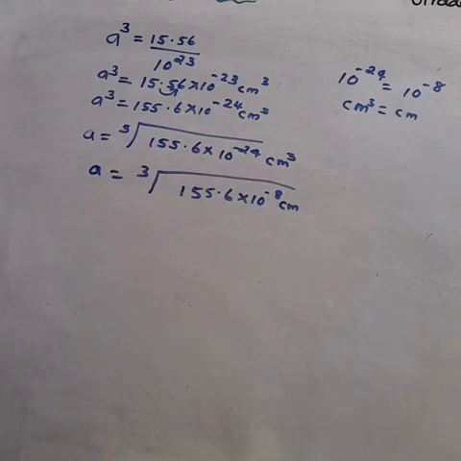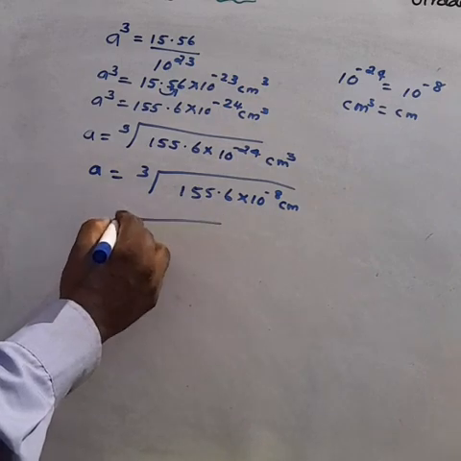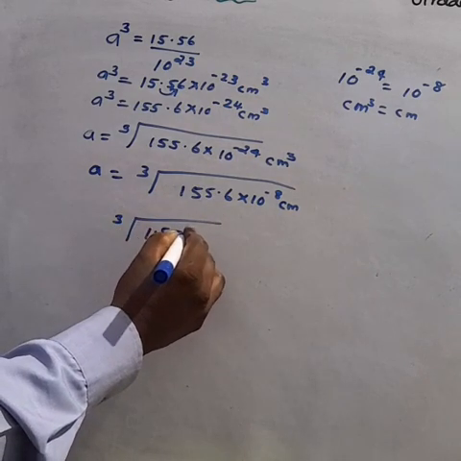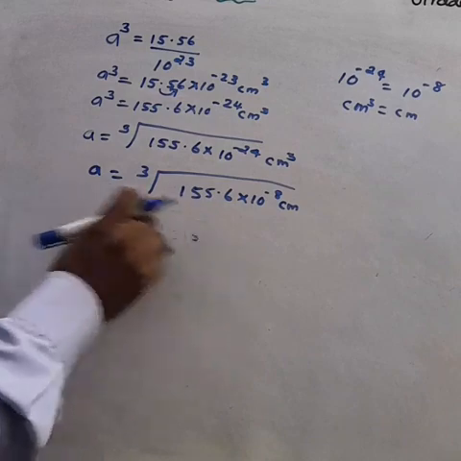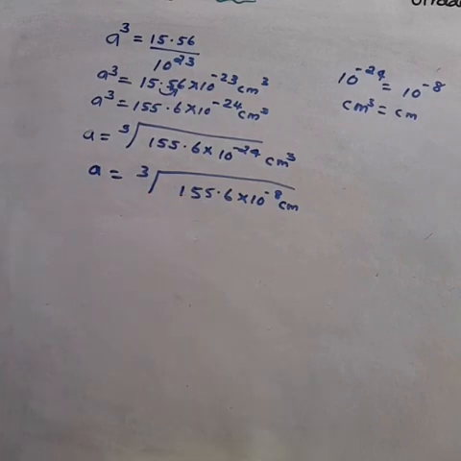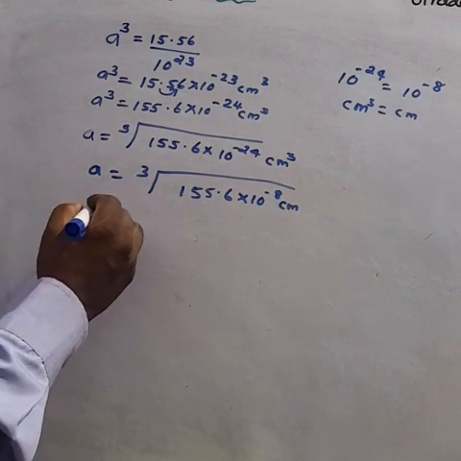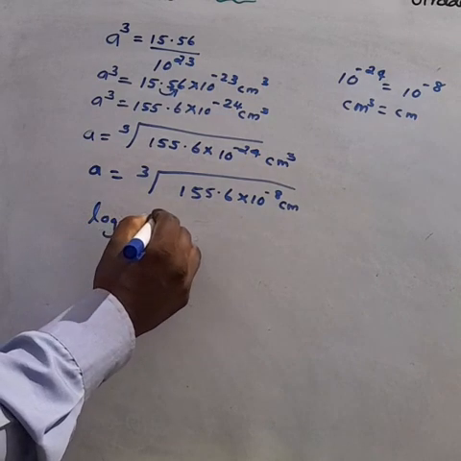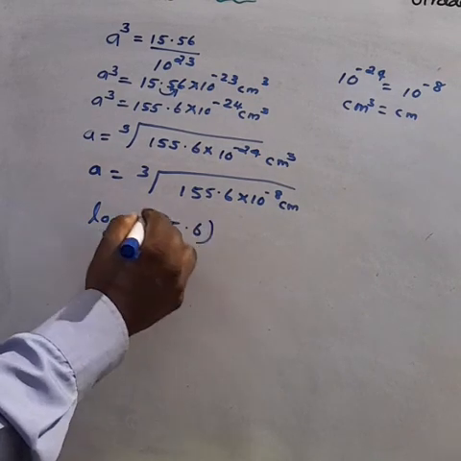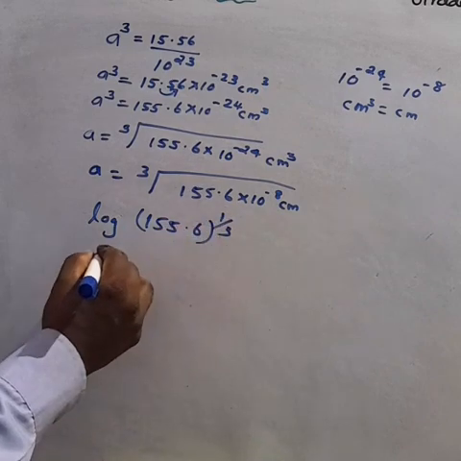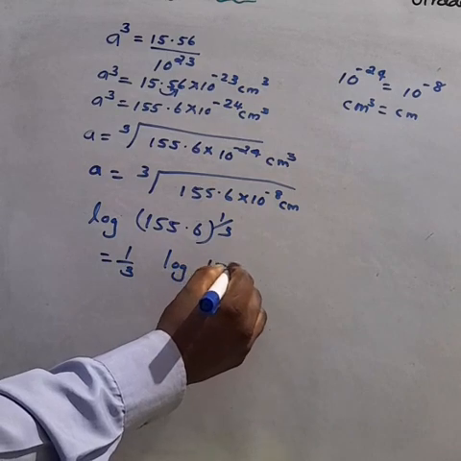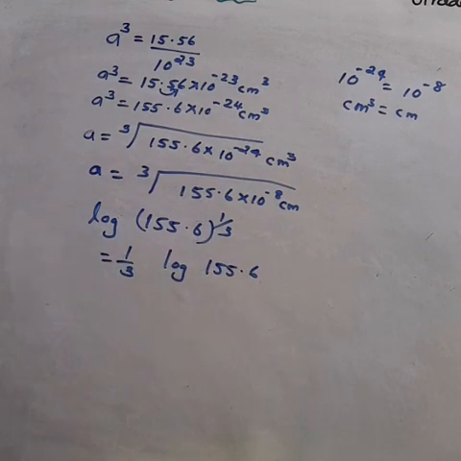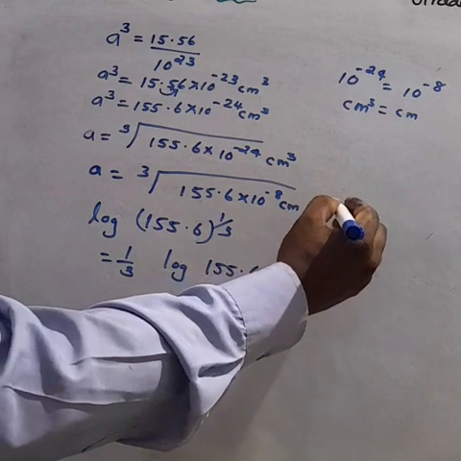The cube root of 155.6, the easiest way to calculate this is taking logarithm. Here I am using the log. Take log of 155.6 to the power 1 by 3. That is equal to 1 by 3 log 155.6. So now I am taking the log of 155.6.